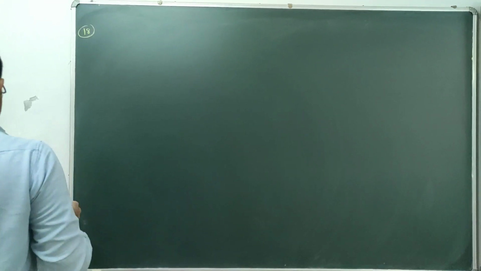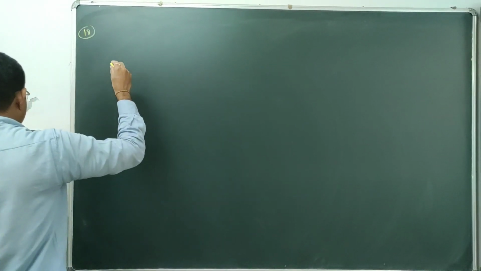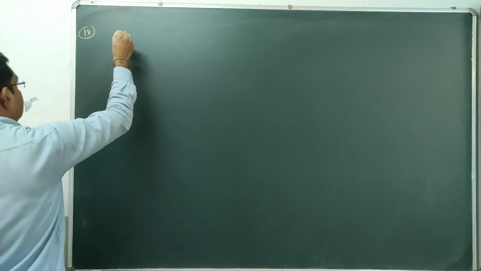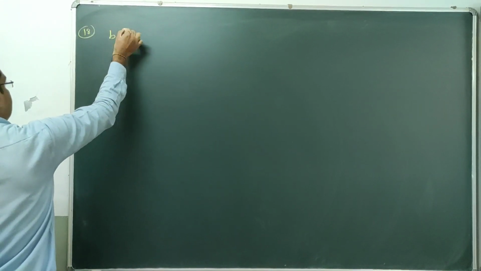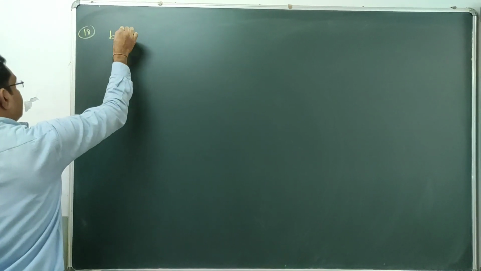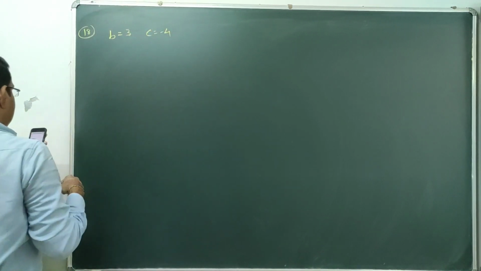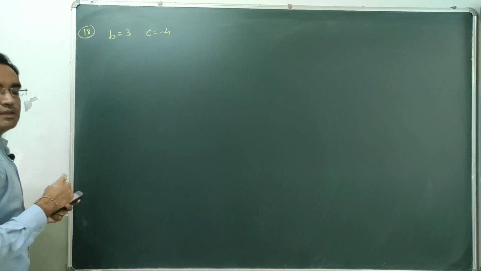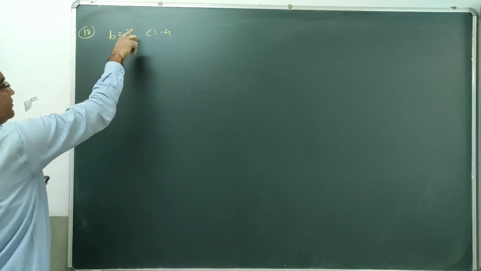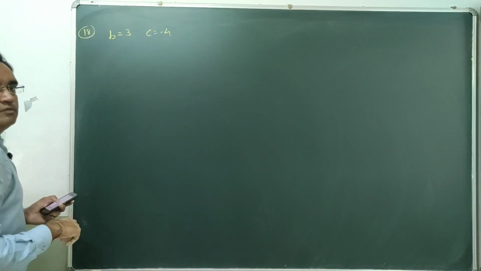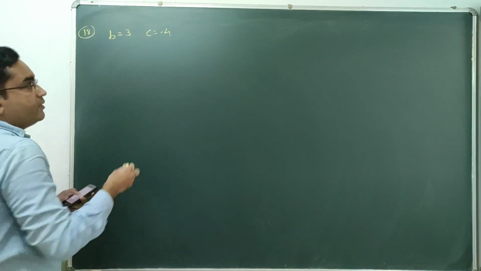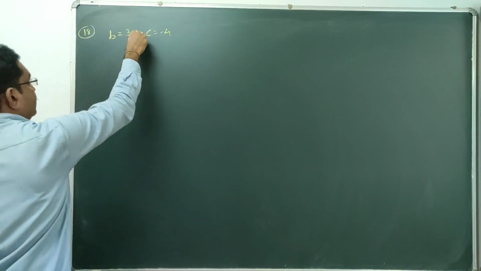Okay, question number 18. Find the equation of the ellipse that satisfies the given conditions. The conditions are b is 3 and c is 4. Look, two conditions, semi-minor axis and focal length, both are given. From here we can't tell which type of ellipse it is.